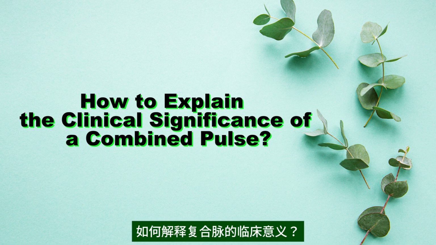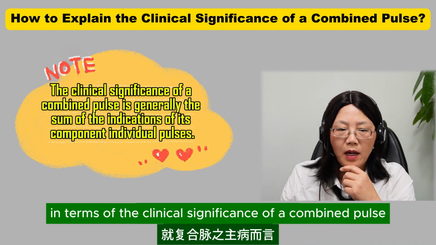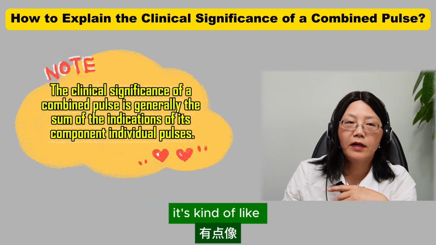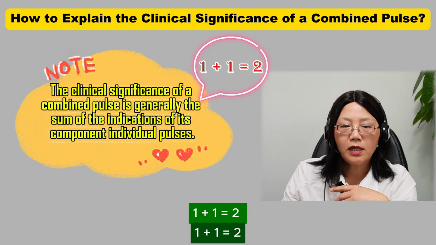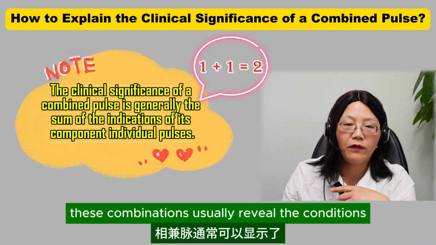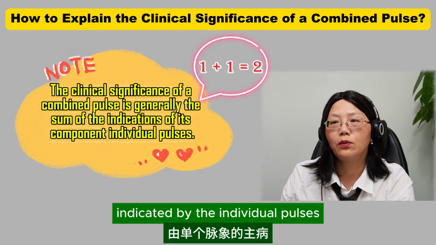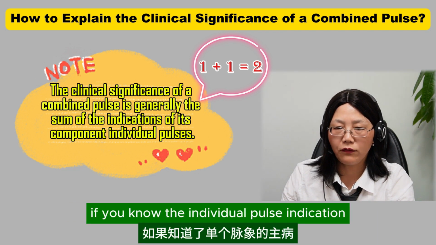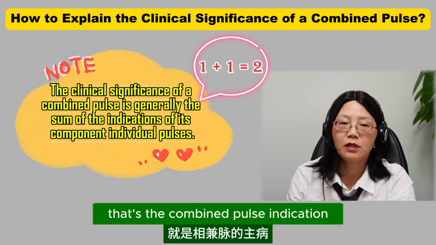How to explain the clinical significance of a combined pulse? In terms of the clinical significance of combined pulse, it's kind of like we are doing the math, 1 + 1 = 2. These combinations usually reveal the conditions indicated by the individual pulses. If you know the individual pulse indication, add them together, that's the combined pulse indication.